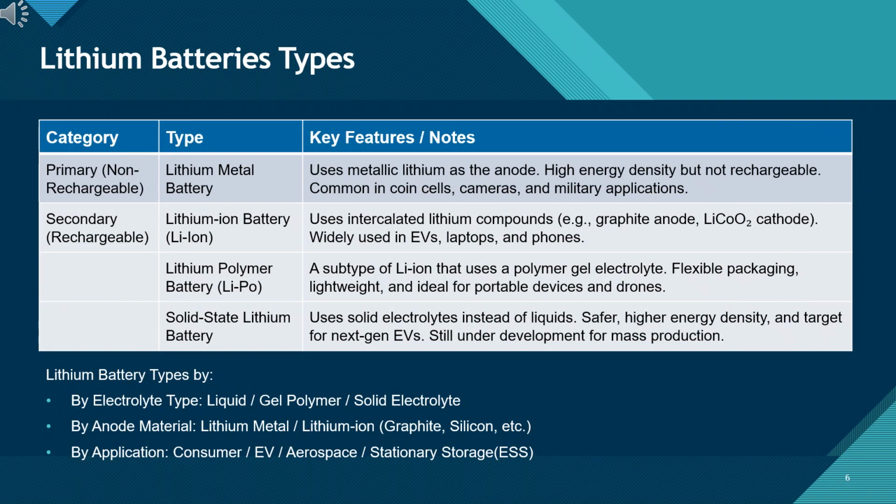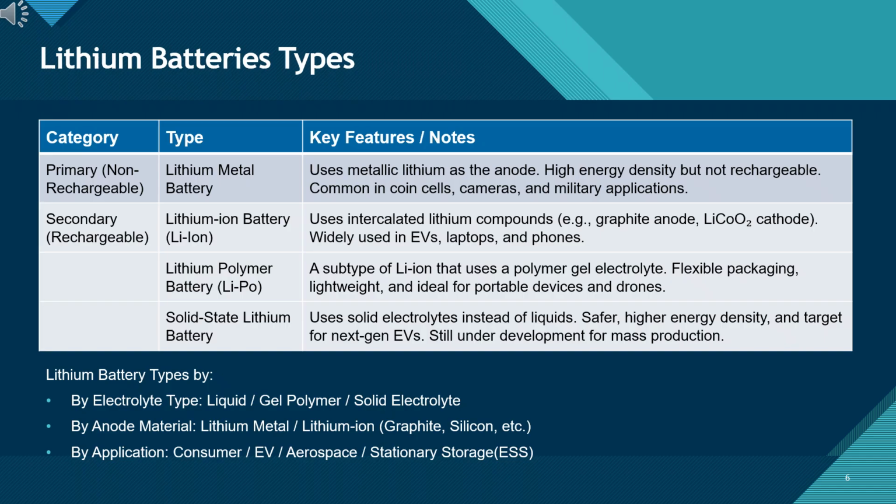Lithium battery types. Now that we've covered the basics, let's look at the different types of lithium batteries. First, they can be categorized by several factors: by electrolyte type, liquid, gel polymer, or solid; by anode material, lithium metal or lithium ion using graphite or silicon; and by application, such as consumer electronics, electric vehicles, aerospace, or energy storage systems. The table shows some key examples.